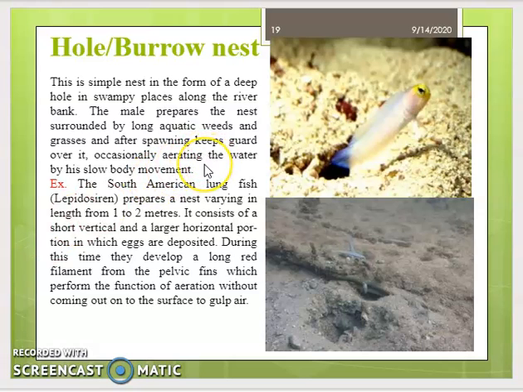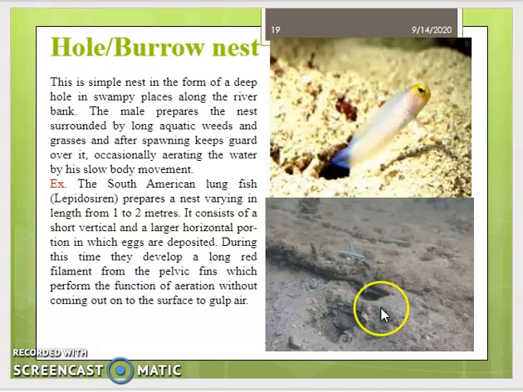Okay, the next type is a hole or the burrow nest. You can see a hole here. This is a simple type of nest in the form of a deep hole in the swampy places along the river bank. The male prepares a nest surrounded by long aquatic weeds and grasses, and after spawning keeps guard over it and occasionally aerates the water by his slow movement. So around the pit the male will be moving, and this gives some aeration to the pit.